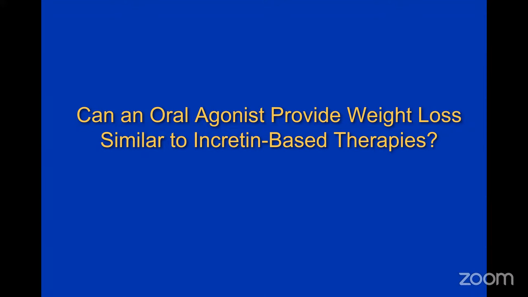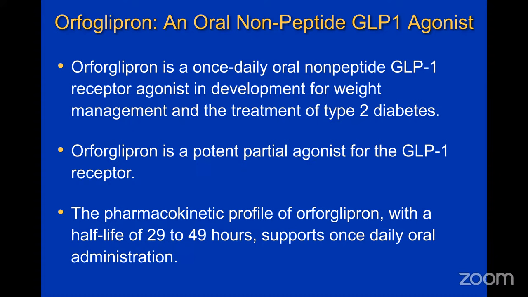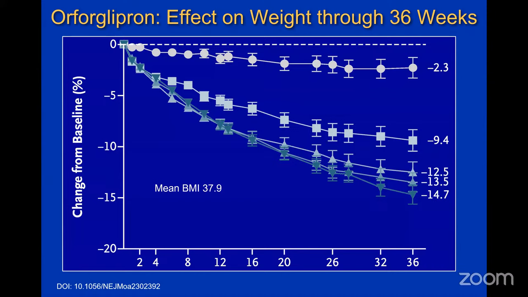Well, can we come up with an oral drug that does this? If you read the journal last year, orforglipron, it's a non-peptide GLP-1 agonist, and it's being developed. It's a partial agonist for GLP-1 receptors. It's got a half-life sufficient to be given once a day. So it's 29 to 49 hours given orally, and was studied in only a 36-week trial. But here's an oral drug. People with a mean BMI of 37.9 got a 14.7% weight loss, and it's still going down with this drug. Once a day pill that does what these injectable agents do, and it's coming. It's going to be approved within a couple of years.